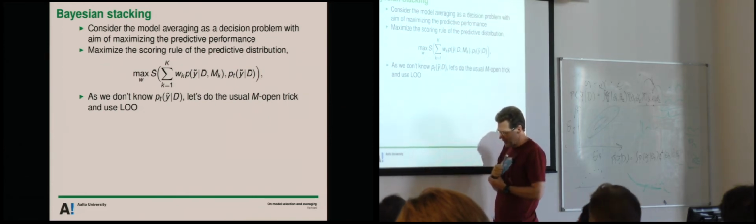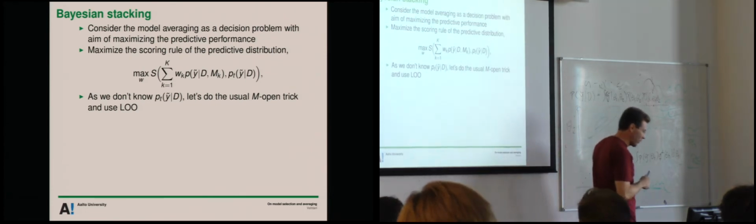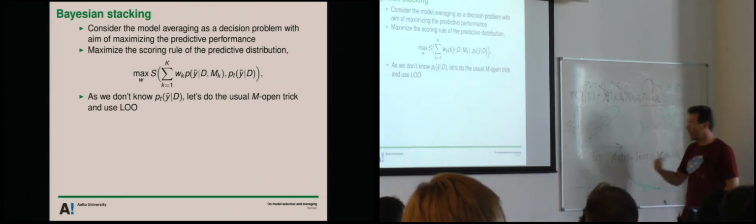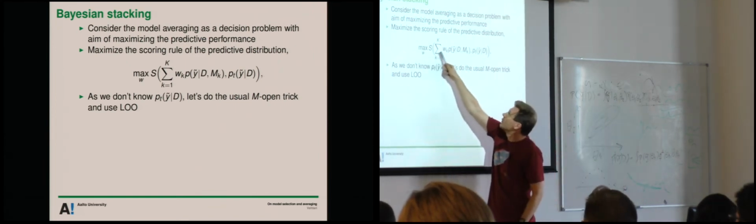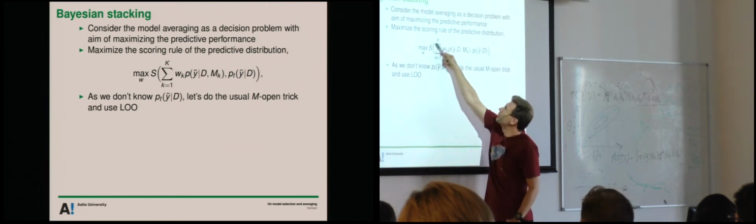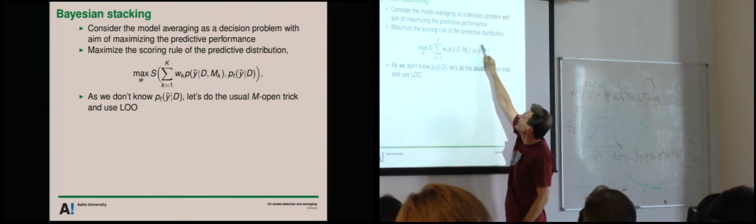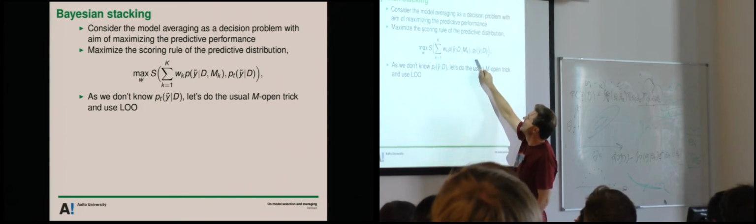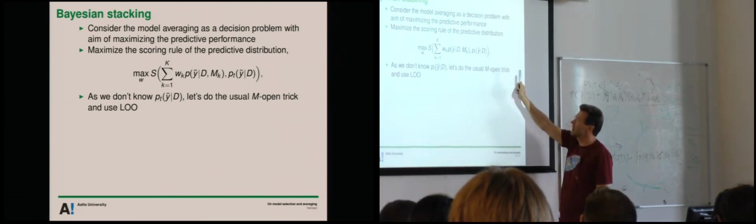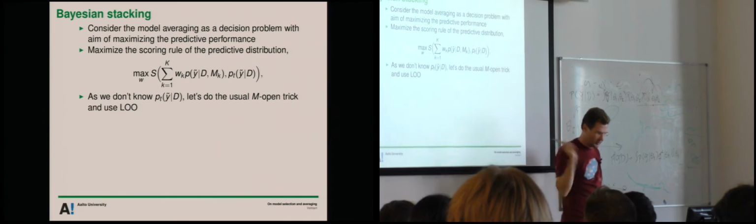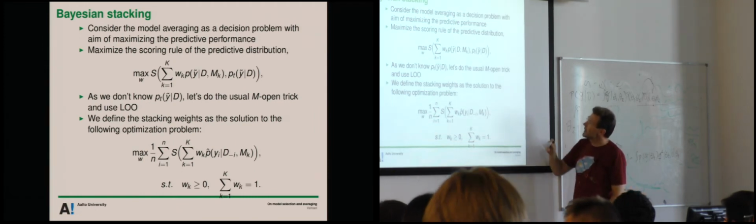So in Bayesian model averaging, these weights would be the posterior probabilities of the models, which are related to marginal likelihoods of the models. Okay, so this is our combined predictive distribution, and the score is comparing it to the true data distribution. Since we don't know this true distribution, we use the usual trick and use leave-one-out cross-validation to approximate that part. And then we can define stacking weights.